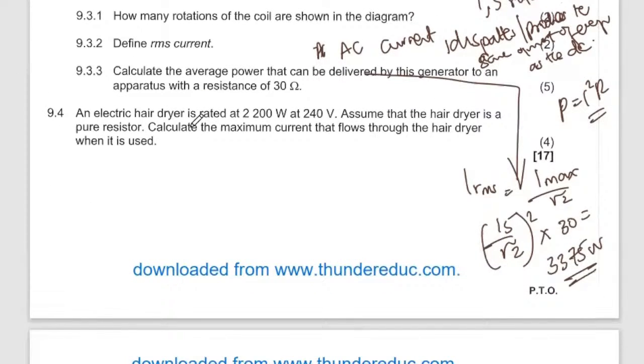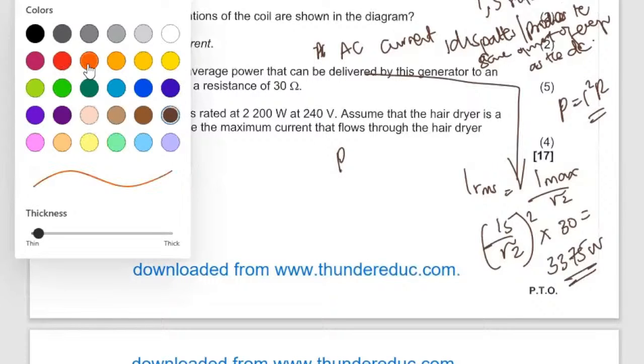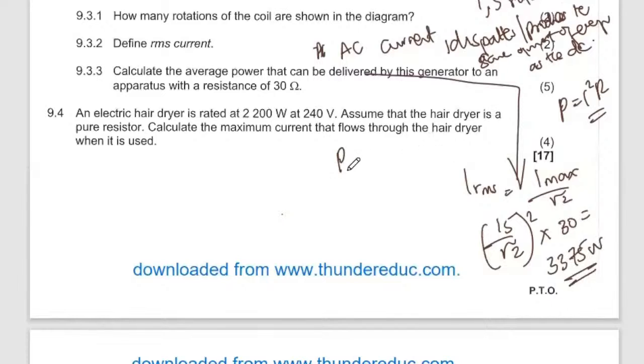9.4: a hair dryer, not a chair dryer. A hair dryer that is rated at 2.2 kilowatts at 240 volts. Then assume that the hair dryer is a pure resistor; find the maximum current that flows through the hair dryer. So what we can see is that we have the power. Let me just use a different color. The P average is I times V.